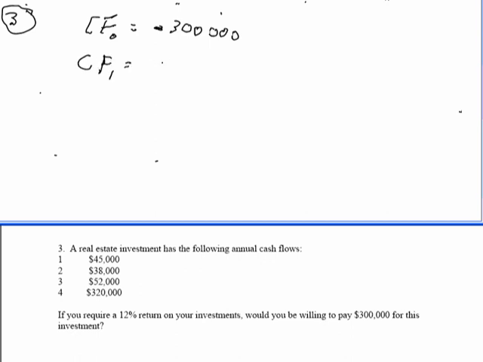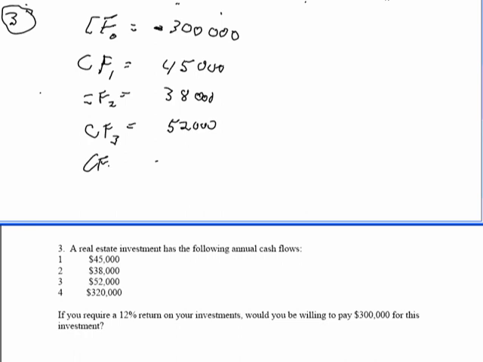CF1 is positive. That's money coming in, and that's in the amount of $45,000. CF2 is $38,000. CF3 is $52,000. And CF4, that's our $320,000.